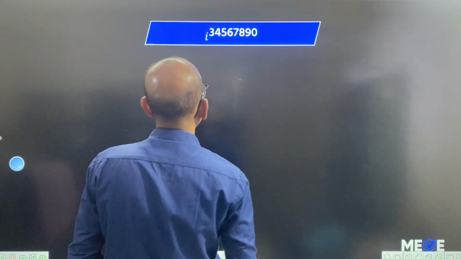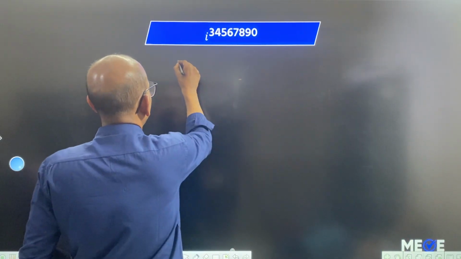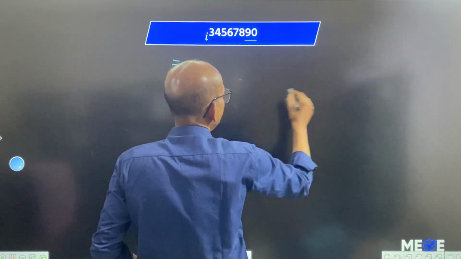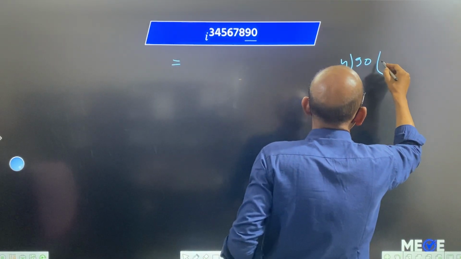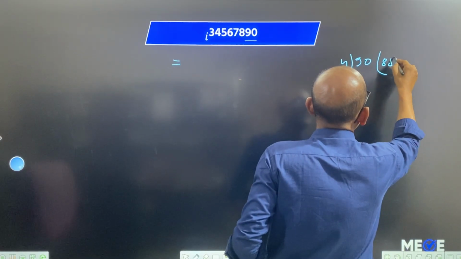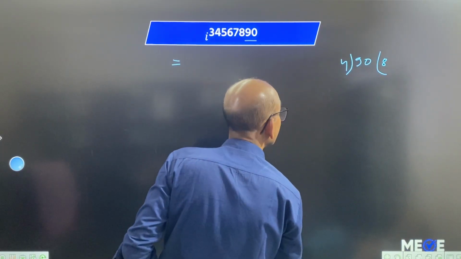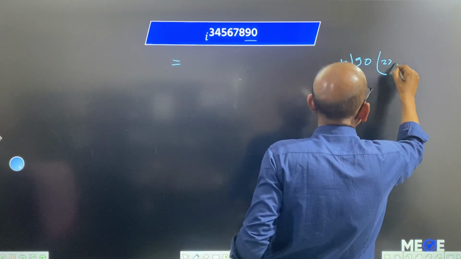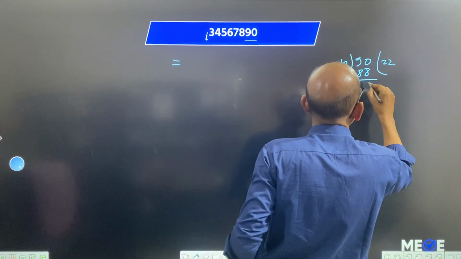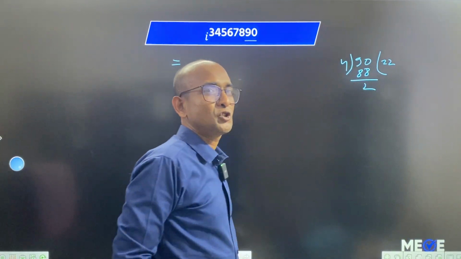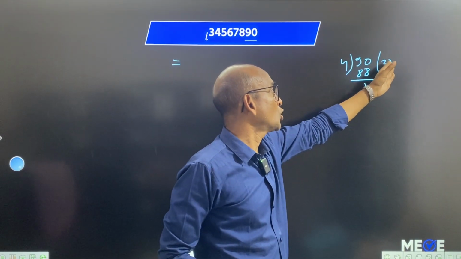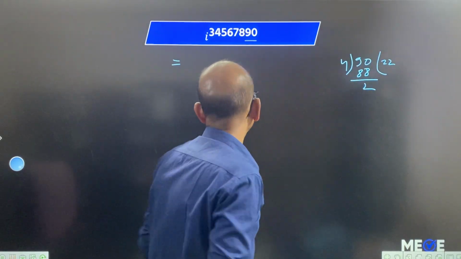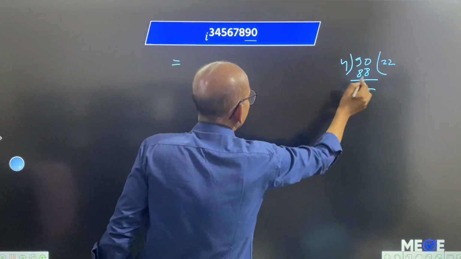Here is another number, and we are ready to divide this 90 by 4. 4 22s will be 88. So the remainder is 2. This is the remainder, this is the divisor, this is the quotient, and this is the dividend. Okay, then the remainder is 2.